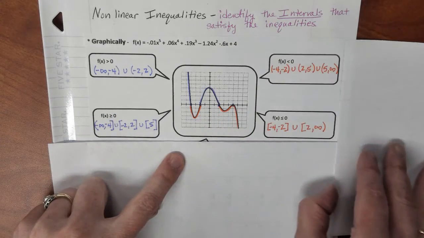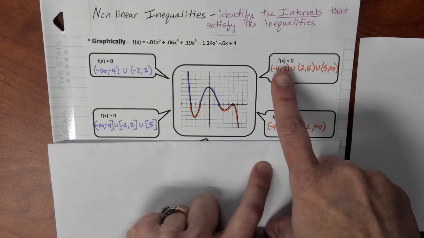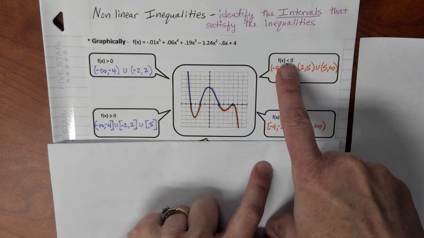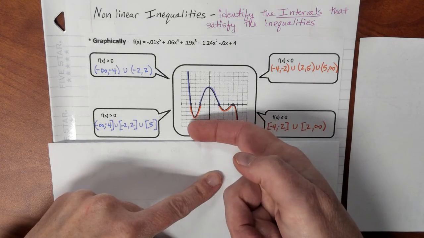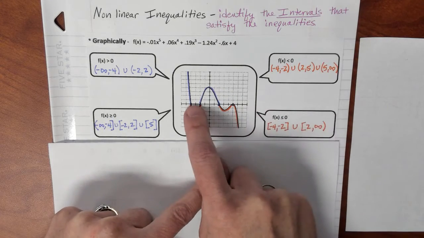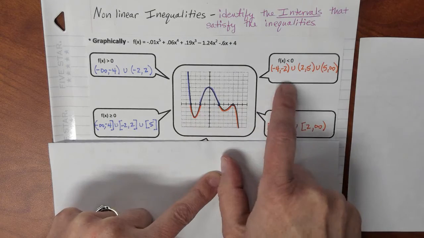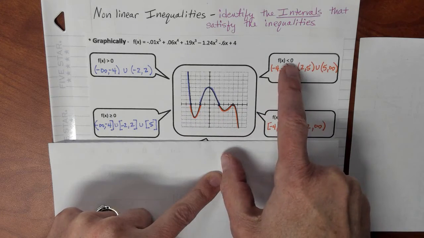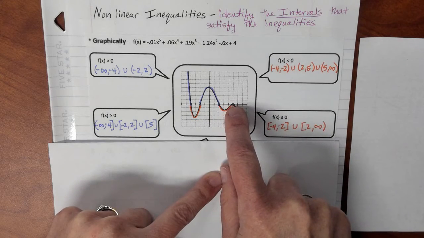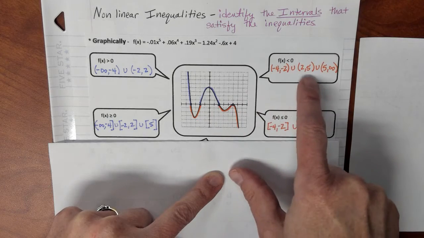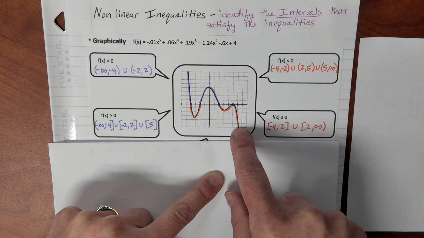Look to see what happens when it's less than 0. So if I'm only looking to see where the function is less than 0, that's below the y-axis. And therefore, I would go from negative 4 over here to negative 2. Again, they're parentheses because it's not equal to 0. From 2 to 5, and then it doesn't include 5 because that's at the 0. And then from 5 to infinity.